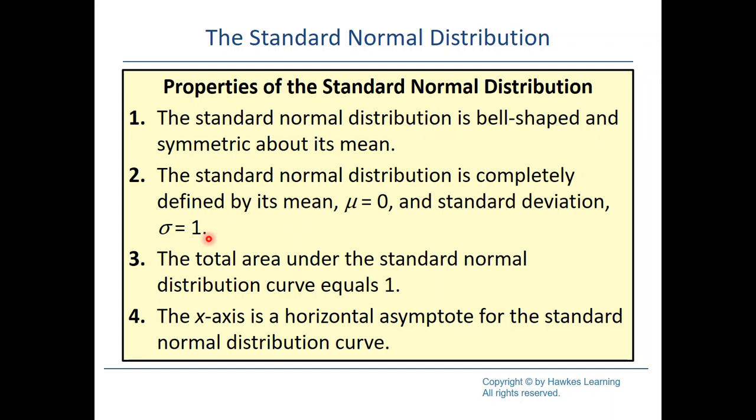Okay, now the total area under the curve will still stay as 1, and we still have the x-axis as that horizontal asymptote, meaning again it never touches. The biggest difference between a normal distribution and a standard normal distribution is that in a normal distribution, the mean and standard deviation can be anything. But in standard normal, I'm standardizing it. The mean is automatically 0 and the standard deviation is 1.